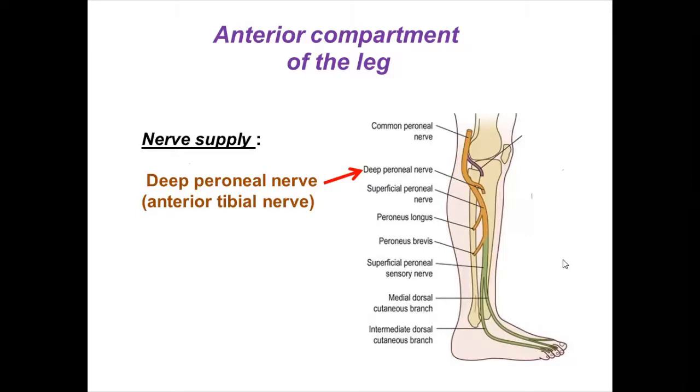These muscles are supplied by the deep peroneal nerve, which is the branch of the common peroneal nerve. This common peroneal nerve divides into the deep peroneal nerve and tibial nerve.